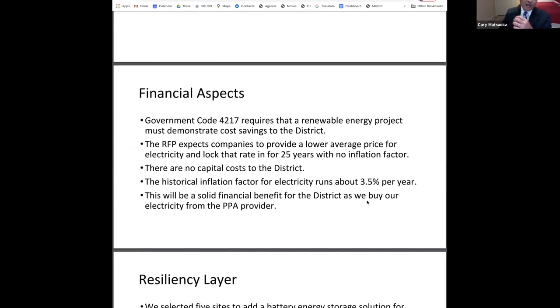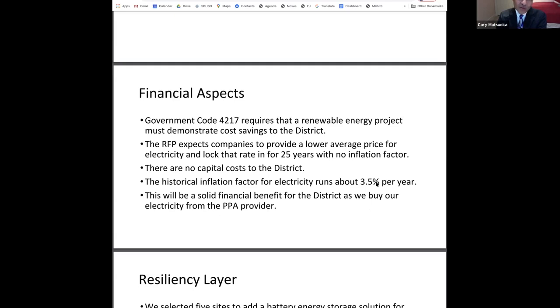Financial aspects: we are obligated to respect and follow Government Code 4217, that a project like this must demonstrate cost savings to the district. And that is built into the RFP process. I've been an observer and participant of power purchase agreements for probably the last decade of my career. And what I have learned over the last 10 to 12 years is the field of power purchase agreements for school districts has really matured. We've gotten much smarter, and it's a much better deal for school districts today.